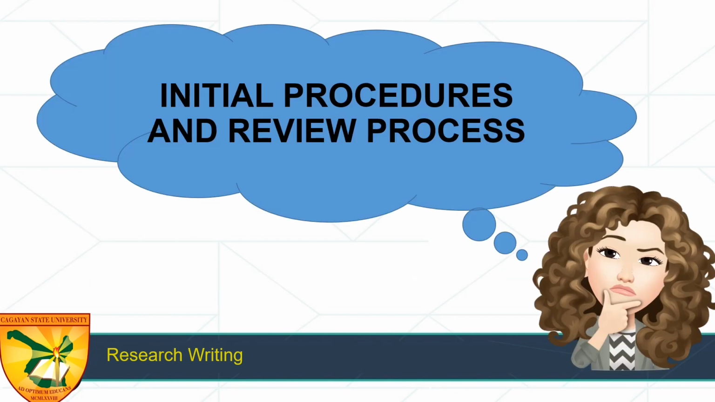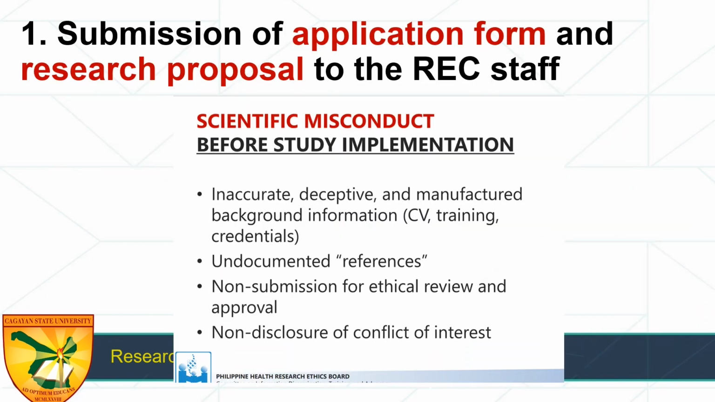Now we go to the ethics clearance application itself, the initial procedures, and the review process. So what is the purpose of the review? Number one, we need to protect the participants. Number two, a committee needs to determine the worth of your research. And number three, to determine if there are improvements that need to be made for the research to be ethical. Step number one is submission of the application form and your research proposal to the review ethics committee staff.